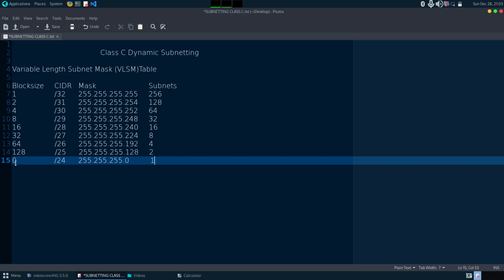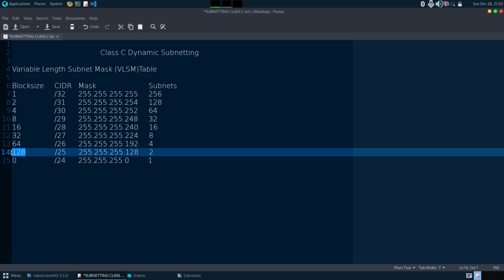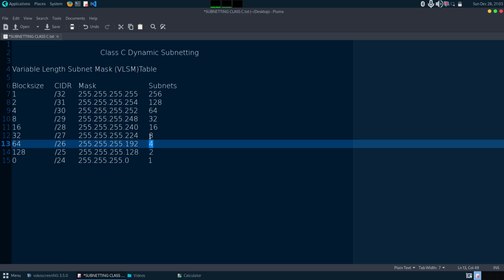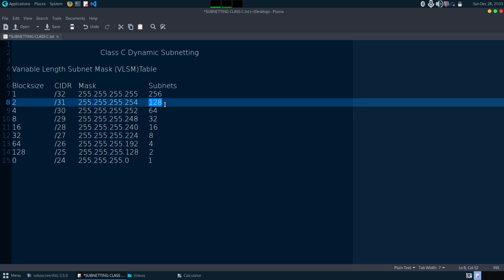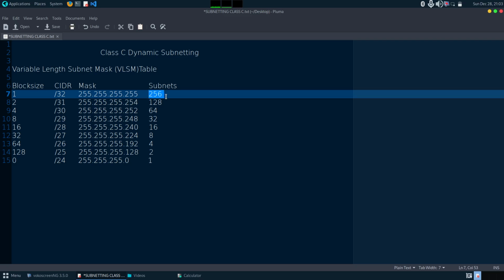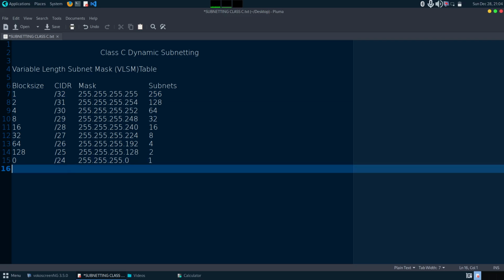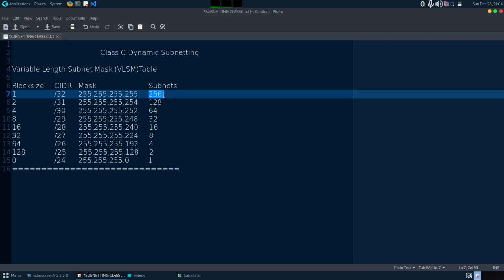So when you are using a block size of 256, you can only create one subnet, not beyond that. When you're using a block size of 128, you can only create 2 subnets. When you're using a block size of 64, 4 subnets, then 8, 16, 32, 64, 128. When you're using a block size of 1, you have a total number of 256 subnets. I hope that clarifies things. So that was for class C. When you're using a class C IP address, just know that the maximum number of subnets we can create is 256.